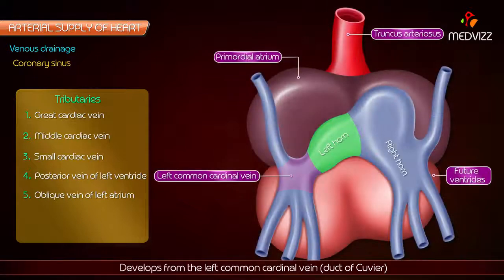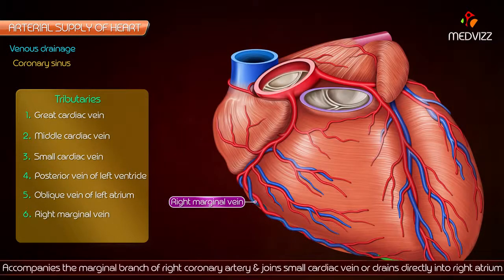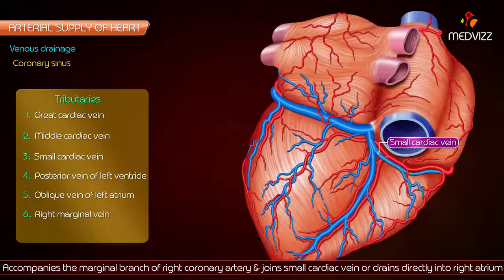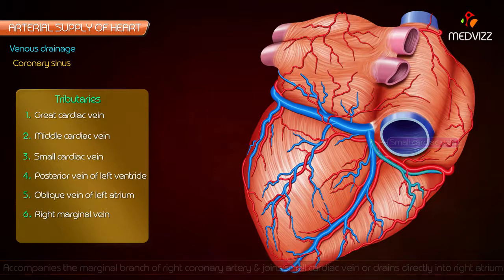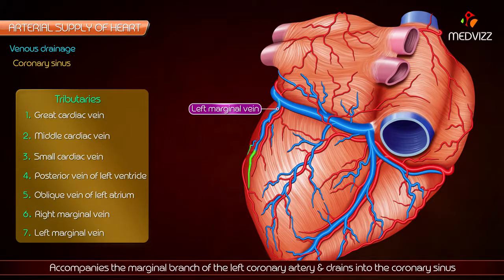It develops from the left common cardinal vein, which is also known as the duct of Cuvier. Right marginal vein. It accompanies the marginal branch of the right coronary artery and joins the small cardiac vein or drains directly into the right atrium. Left marginal vein. It accompanies the marginal branch of the left coronary artery and drains into the coronary sinus.